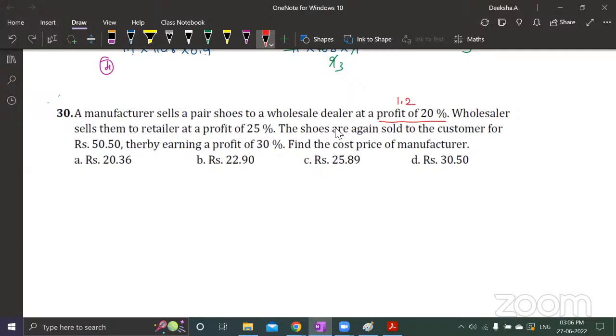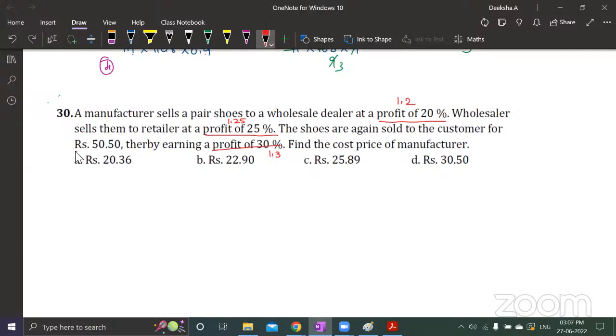Next, the wholesaler sells them to a retailer at a profit of 25%, and this is 1.25. Next, the shoes are again sold to the customer for this cost, thereby earning a profit of 30%. So this is going to be 1.3. Now there are 3 percentage changes, which are 1.2, 1.25 and 1.3.